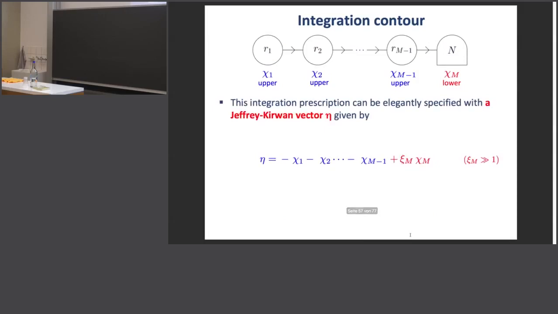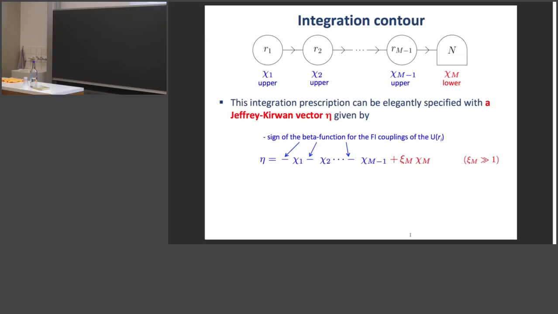And why do I like this Jeffrey-Kirwan vector? Because these minus signs are actually correlated to the signs of the beta functions of all these nodes. Actually, they are all minus the beta functions of the Fayet-Iliopoulos couplings of these nodes.